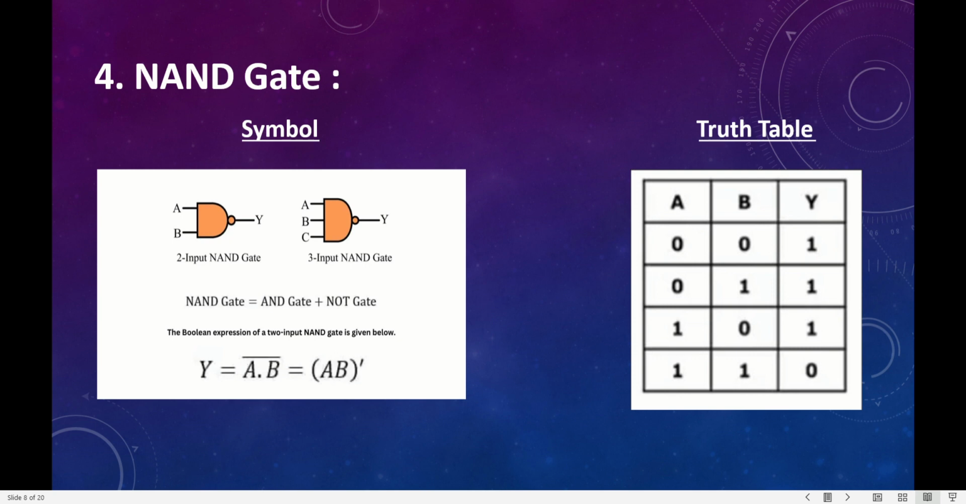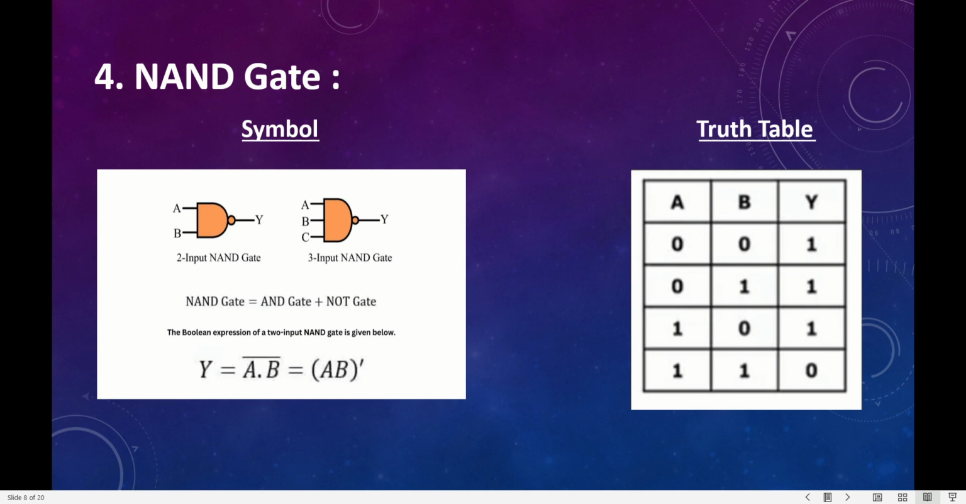So the truth table is: when both inputs a and b are 0, the output is 1. When input a is 0 and b is 1, the output is 1. When input a is 1 and input b is 0, the output y is 1. And when both inputs are 1, the output is 0.